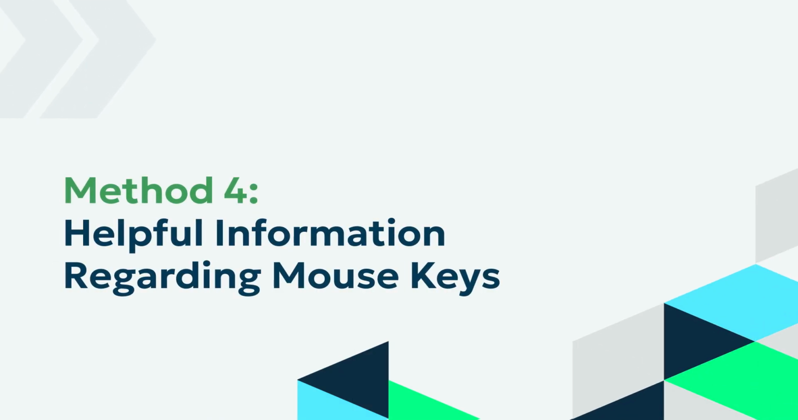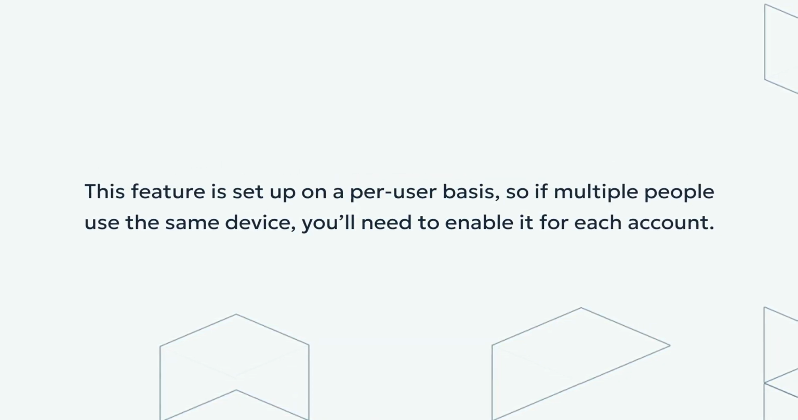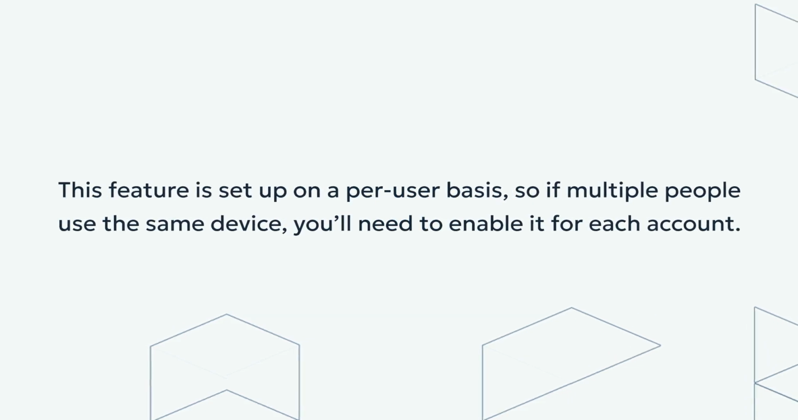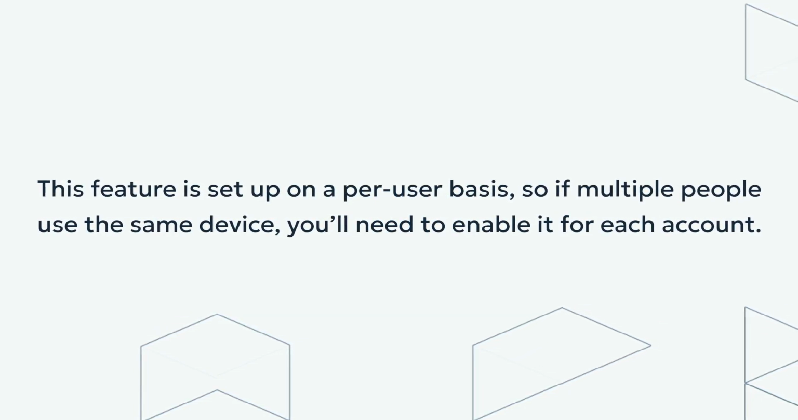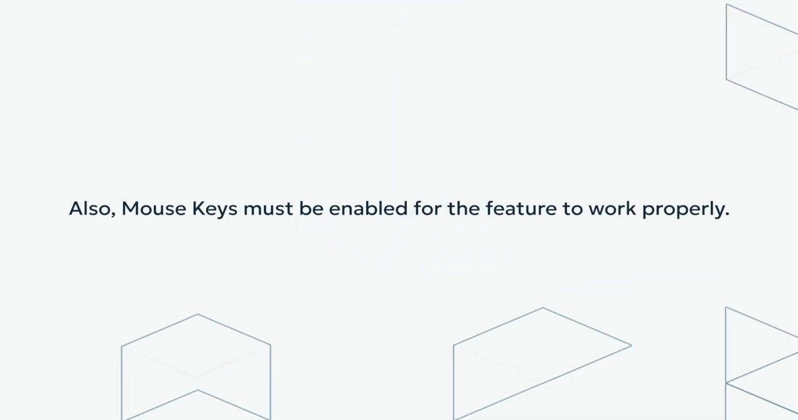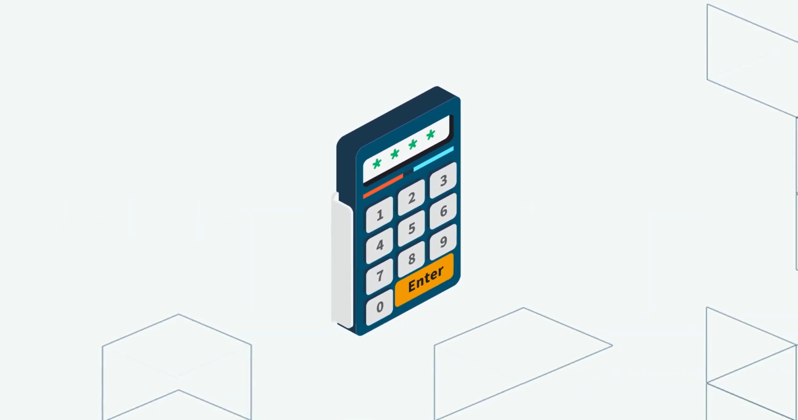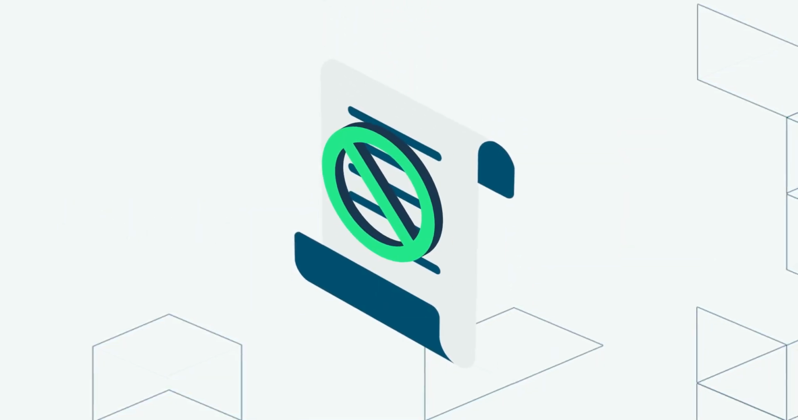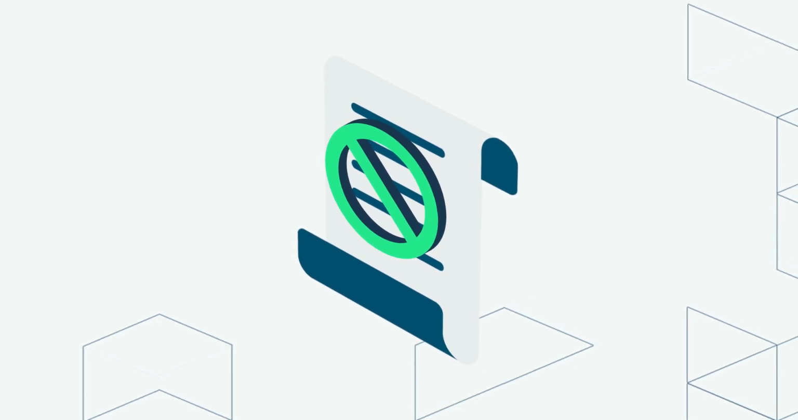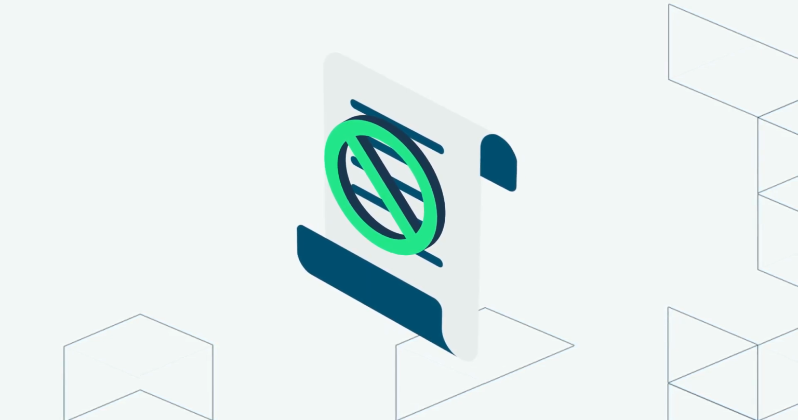Helpful information regarding mouse keys. Before enabling or disabling mouse keys in Windows 11, there are a few things to keep in mind. This feature is set up on a per-user basis, so if multiple people use the same device, you'll need to enable it for each account. You can use PowerShell to apply it across all users. Also, mouse keys must be enabled for the feature to work properly. Otherwise, the number pad will function normally. And finally, there's no built-in group policy option for mouse keys, so if you want to manage it for multiple devices, you'll need to use a script or edit the registry instead.